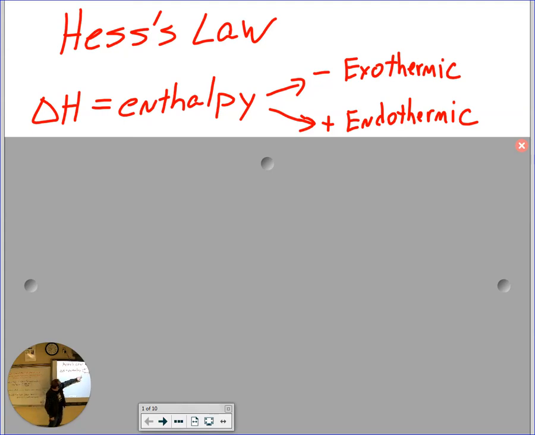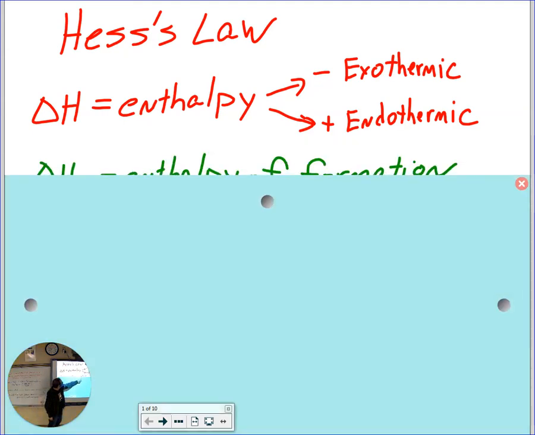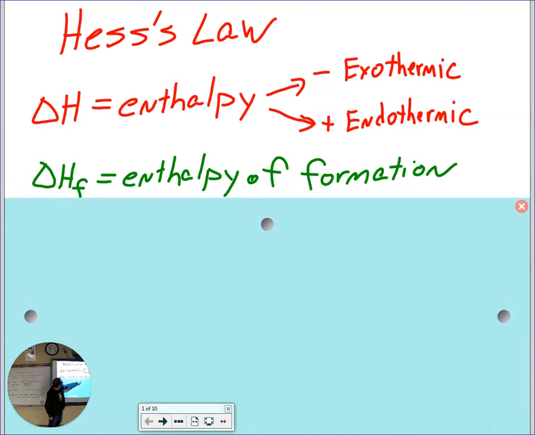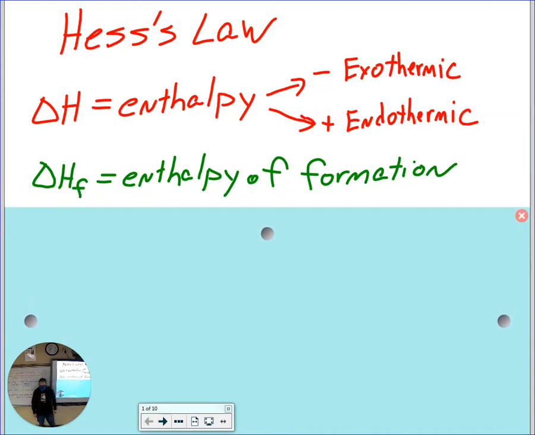All right? Very good. So when we talked about Hess's law, one of the ways that we can determine the change in heat energy, the change in enthalpy, is by using what's called the delta HF, or the enthalpy of formation. That simply tells us how much energy is either gained or lost when you make 1 mole of whatever substance it is that you're talking about.